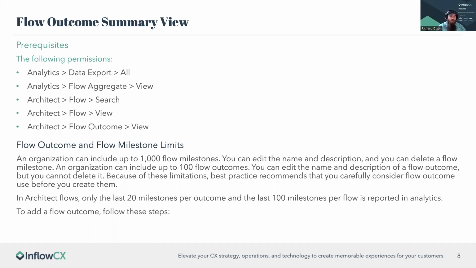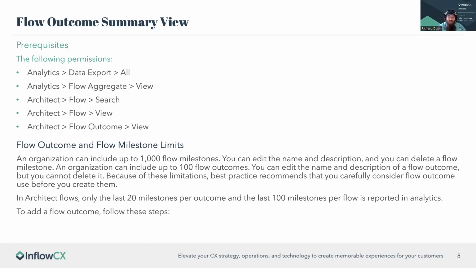For both the flow outcome and flow outcome milestones, the organization can include up to 1,000 flow milestones. You can edit the name and description, and you can also delete a flow milestone. An organization can include up to 100 flow outcomes, so there is a limit to that. You can edit the name and description of a flow outcome, but you cannot delete it because of those limitations.